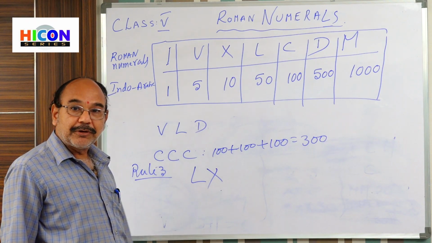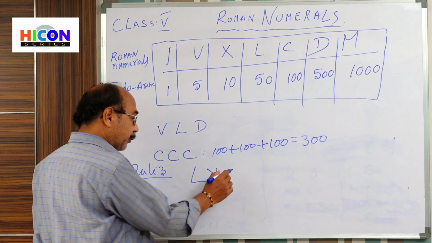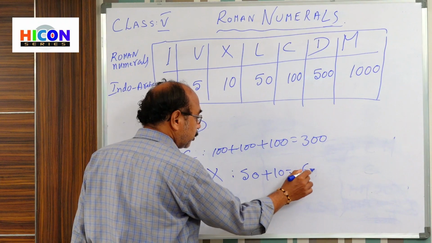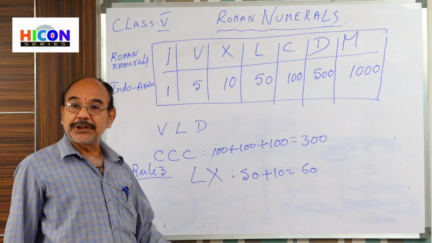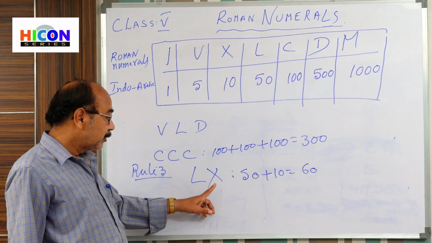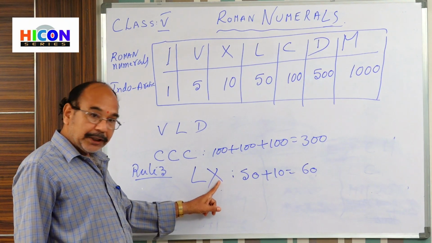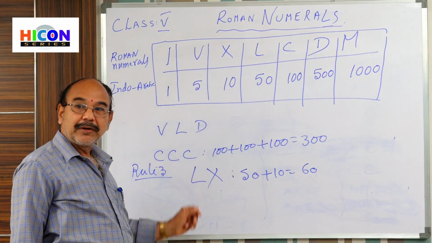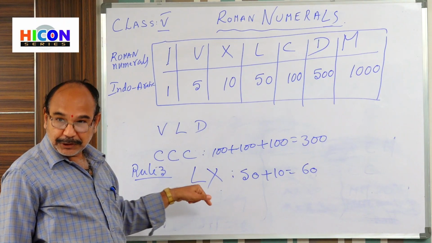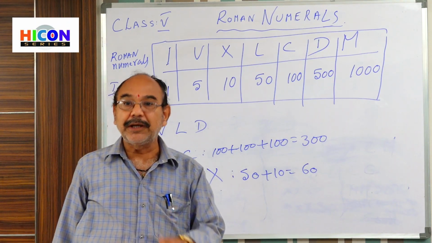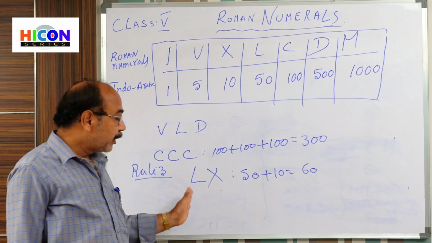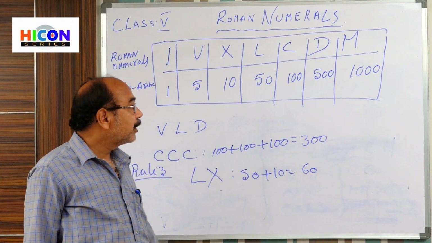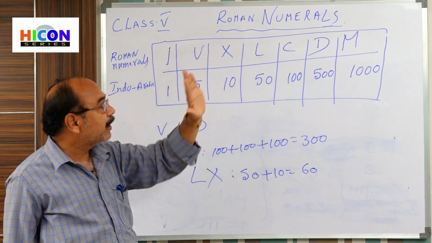What does it represent in our Indo-Arabic system? Here it is 50 plus 10, that is equal to 60. So LX represents 60. Why? Because X is smaller and is written to the right side of the bigger. That's why it is added. According to this rule, if any smaller number symbol is written to the right side of the bigger symbol, then we add: 50 plus 10, 60.